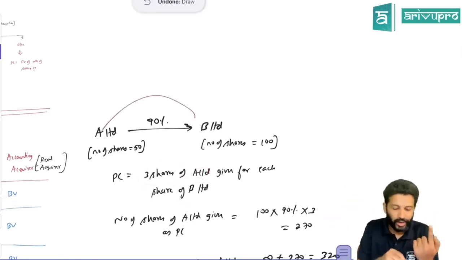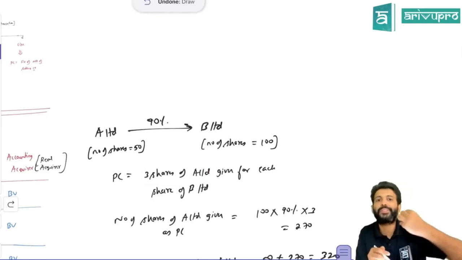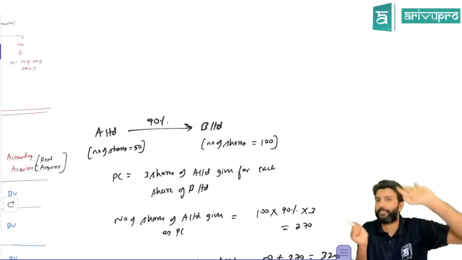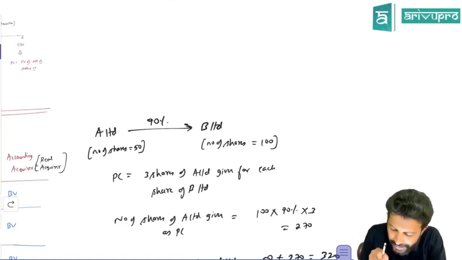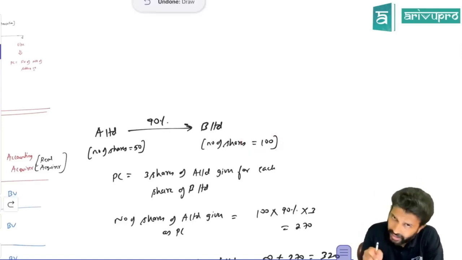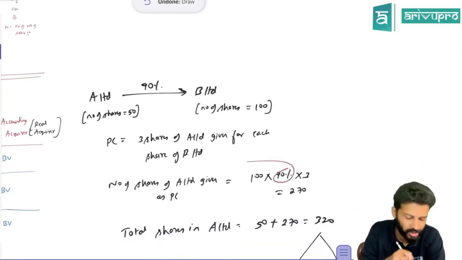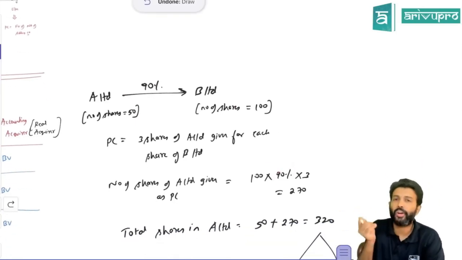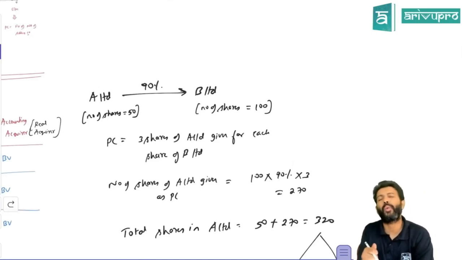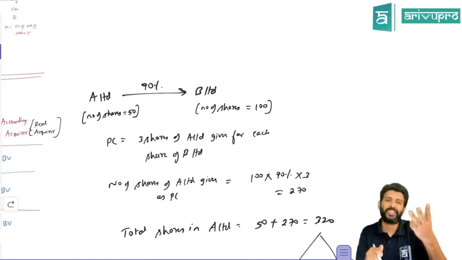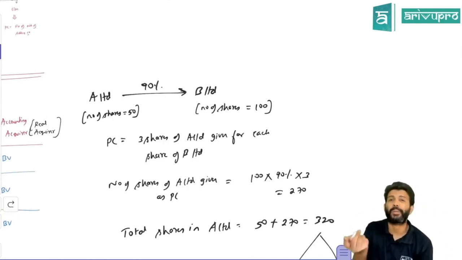So if A Limited acquires 1 share of B Limited, they will give 3 shares. For every 1 share acquired, they will give away 3. That's what they agreed. So how many shares did B Limited have? 100. Did A acquire the entire 100 shares or only 90%? Only 90%. That means the number of shares acquired is 90. 90 shares of B A has acquired. And what is A giving for those 90 shares? Are they giving PC in the form of cash? No, PC is given in the form of shares. For every 1 share acquired, we will give 3 shares. So here we have acquired 90 shares. That means how many shares will they give as PC?